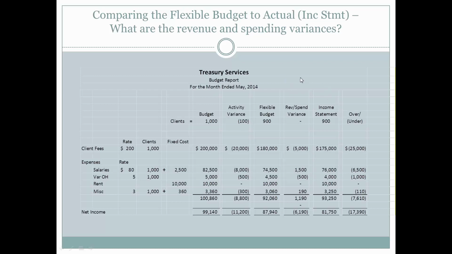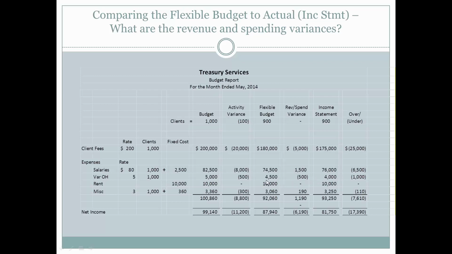So when looking at this, use common sense. When you're looking at the income statement in relationship to the flexible budget, look at what should have been in comparison to what was. Don't worry so much about whether these are negative or positive. Look at it from a common sense perspective. So the salary should have been $74,500. They were $76,000. So that's going to be unfavorable. This should have been $4,500. It was $4,000. So that's going to be favorable.